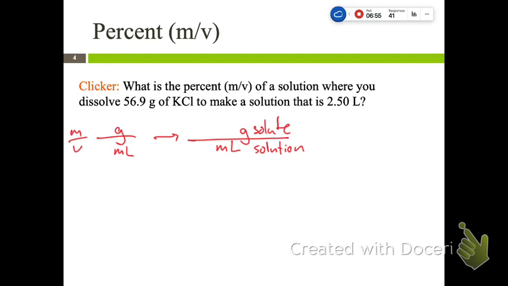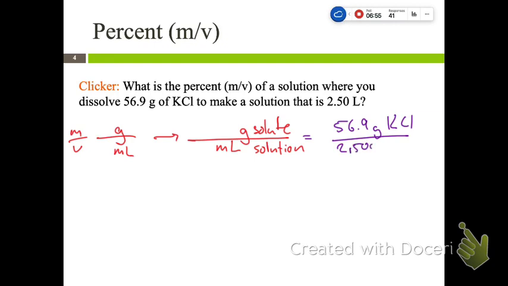What this question is trying to get us to say is, what's the relative ratio of mass of our solute in grams to volume of our solution in milliliters? So, what can we put on the top? What do we put on the bottom? Carmen? Okay. We put 56.9 grams of KCl, potassium chloride. Yep. On the bottom you put 2,500 milliliters.